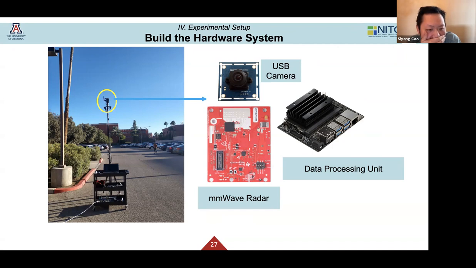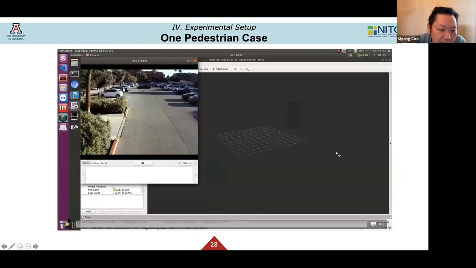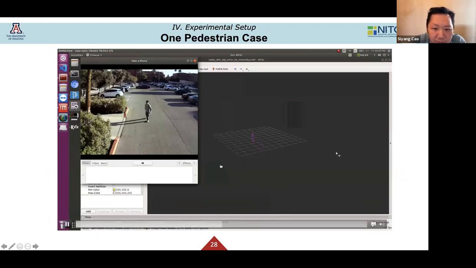Typically we collect the data on the laptop, and the data processing unit is for transmitting data. We do post-processing on the computer. And this is some data we collected. We basically collect Fern's movement. Fern was moving from here, and goes back.